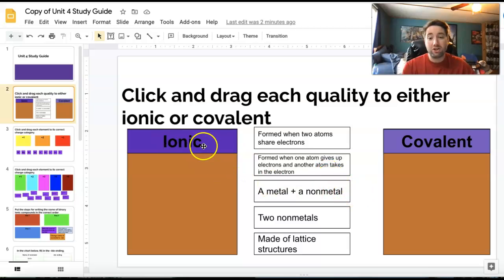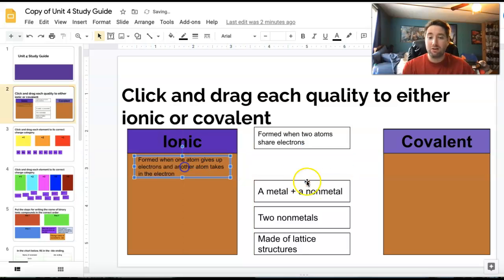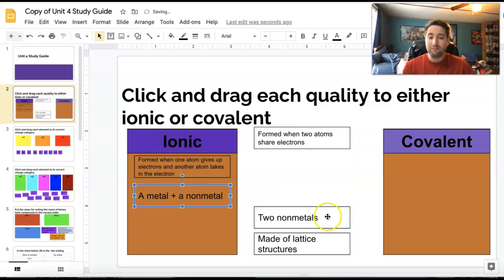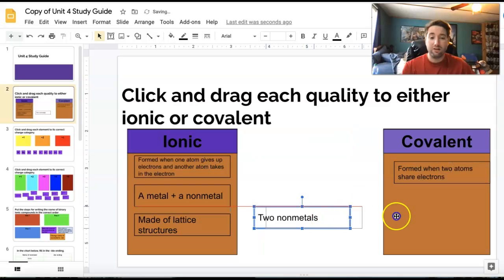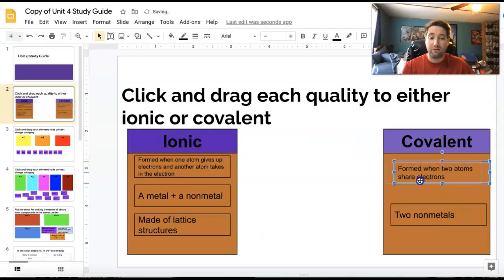Alright, so from what I just said about ionic compounds, looks like this first one formed when two atoms share electrons. I don't remember saying that, so let's hold off on that one. This next one formed when one atom gives up electrons. That's an example of that one. I did say a metal and a non-metal. Alright, and made up of a lattice structure, so that one's going to go there as well. The next ones, this one and this one, I did not say those just now, so it looks like those are going to go into the covalent category. Alright, so that one was pretty easy. You just had to click and drag each quality.